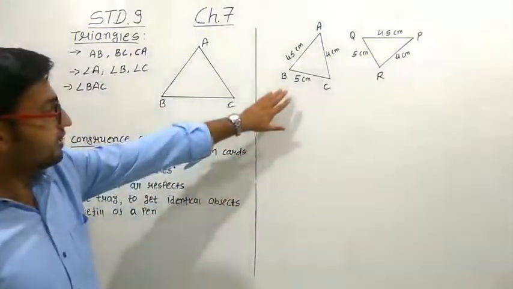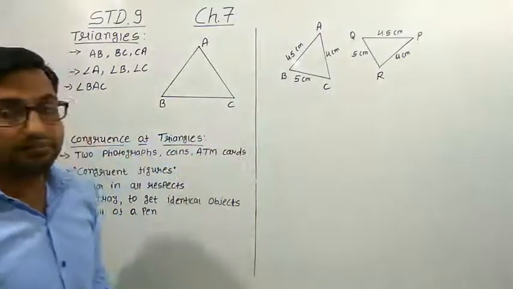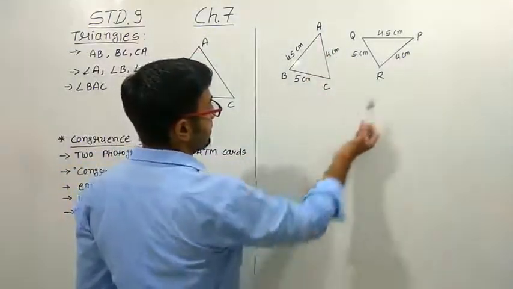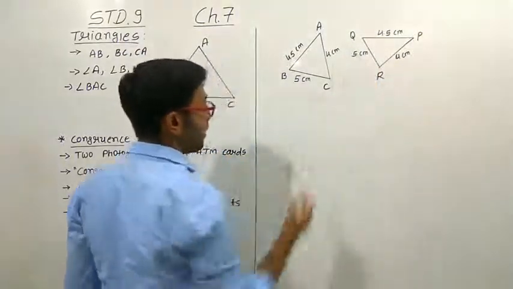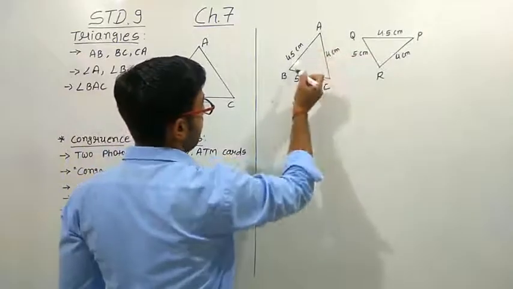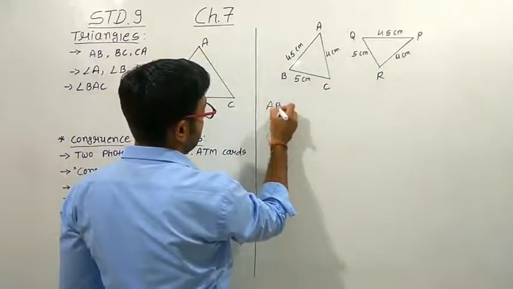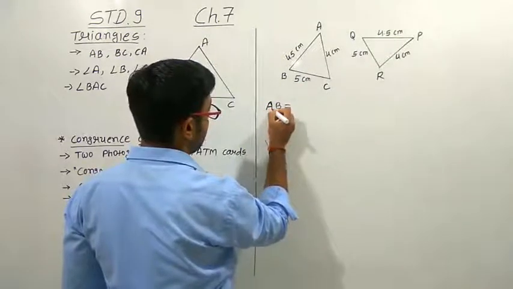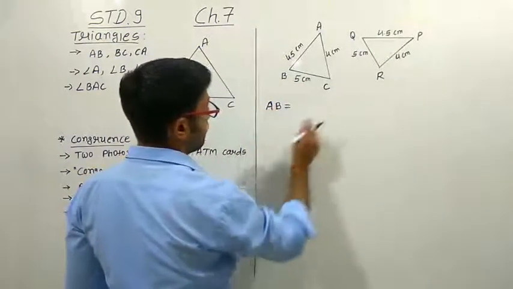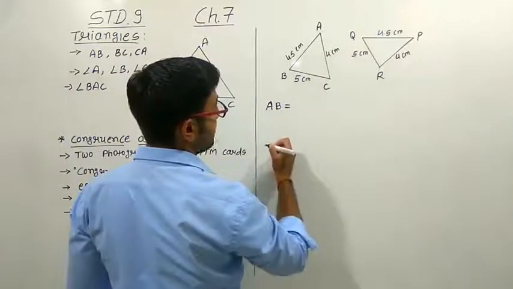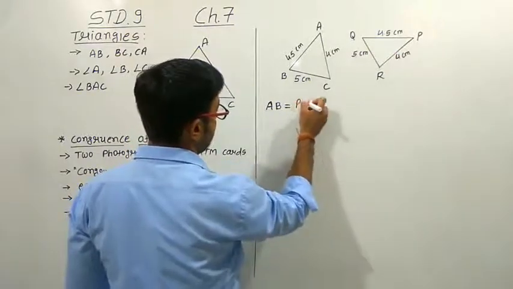Okay, now let us take the example of two triangles. Here we have two triangles. One is triangle ABC, another is triangle PQR. Now see, this side AB has the length 4.5 centimeter. Now, which side in triangle PQR has the same size? That is the side PQ. Right?